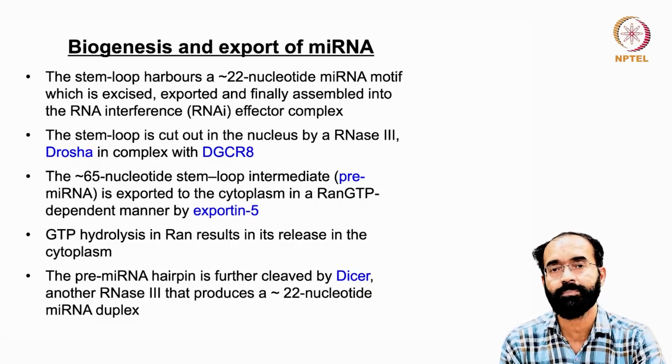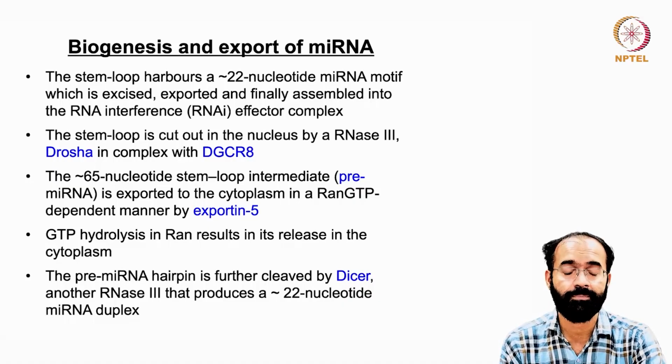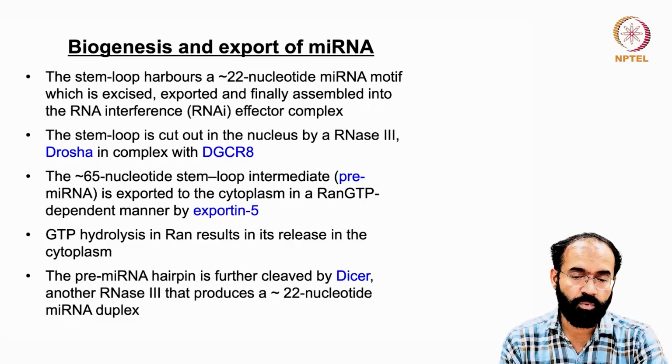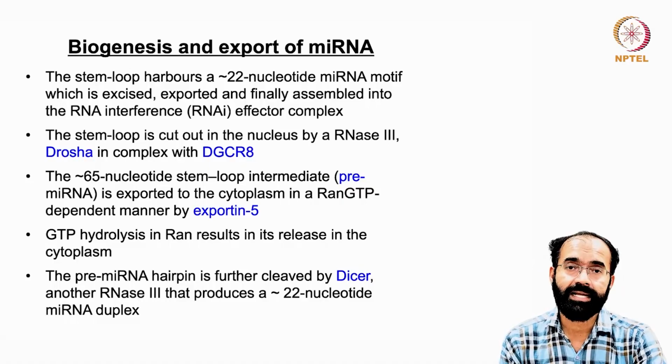The loop region doesn't have any pairing. The stem region has complementary sequence. That is why it forms a stem, and it has around a 22 nucleotide long microRNA motif, which is excised and exported and finally assembled into the RNA interference effector complex. We call it the RNA induced silencing complex, or RISC.